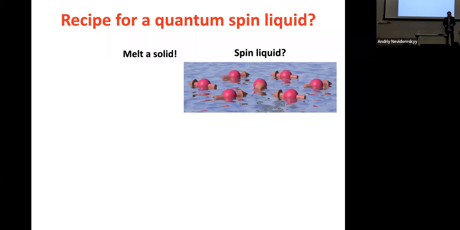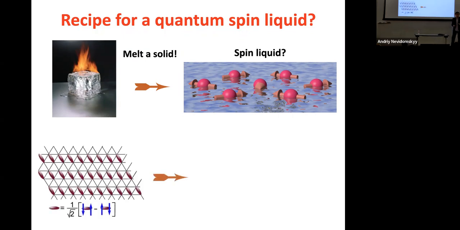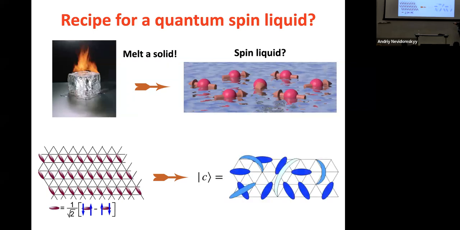Well, my suggestion is that you should melt a spin solid, but not melt by heat, but try to do it at zero temperature. So melting should be taken in quotation marks. It means that you use quantum fluctuations to destroy the magnetic order. Now, what does it actually look like? Well, this is an example of a magnetic solid. Those purple, red bonds are the ones where the spins form spin half. And what the magnetic fluctuations do, you could imagine that they can try to rearrange these bonds in a fashion like this.